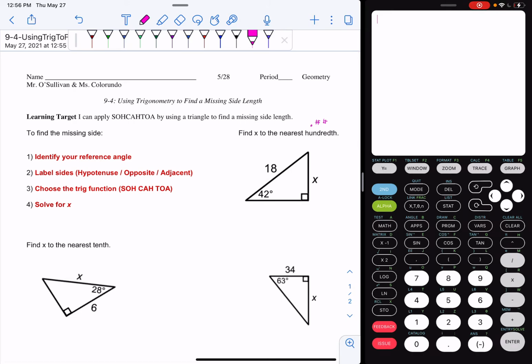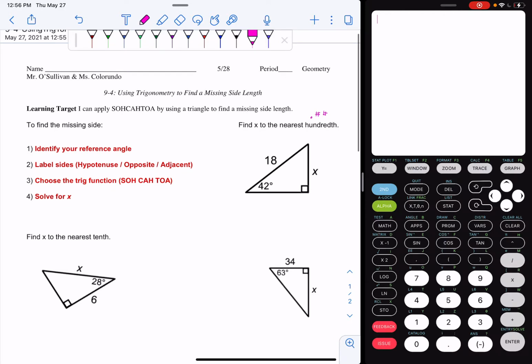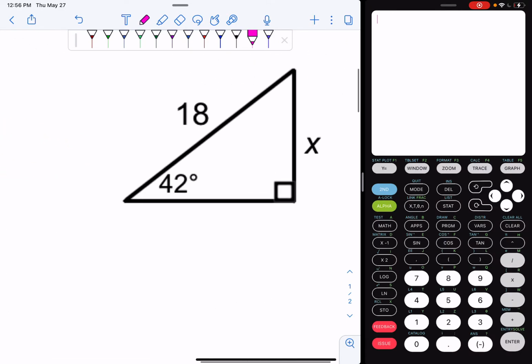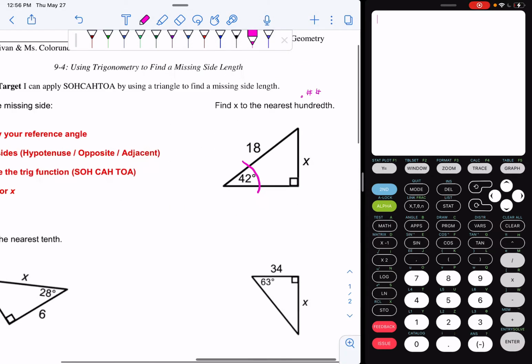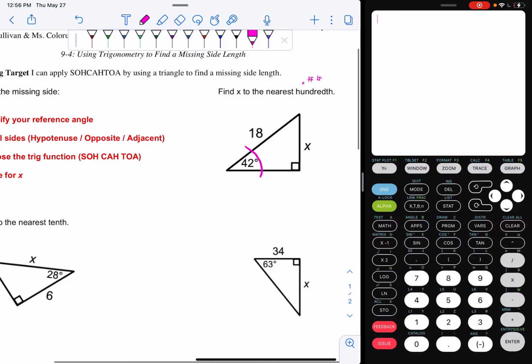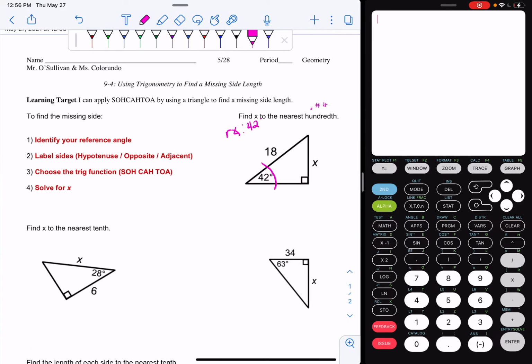So step 1 says identify your reference angle. Just a heads up, for these questions, your reference angle is simply the angle in your image, and it's never your right angle. So in this question, my reference angle is going to be 42 degrees. So if you want, you can go to the outside and write down reference angle 42 degrees.